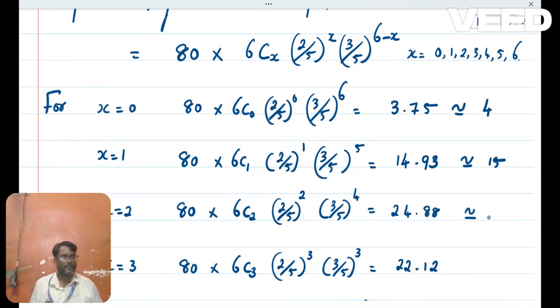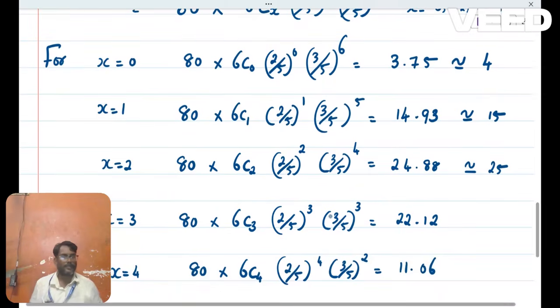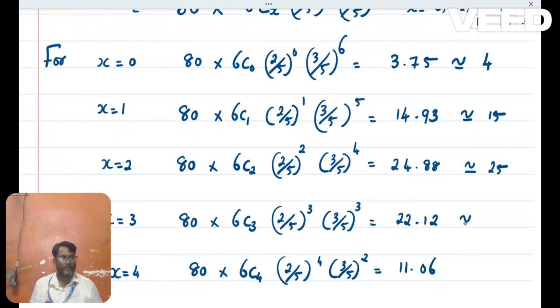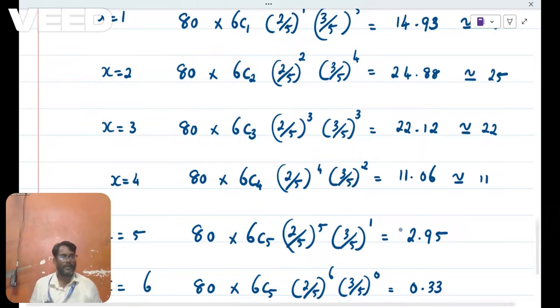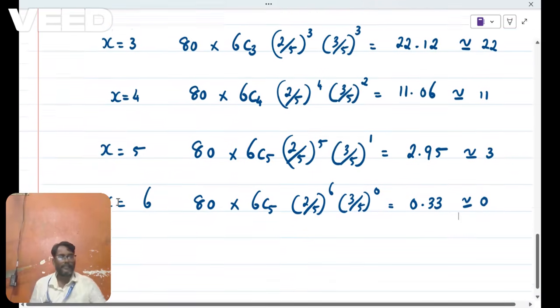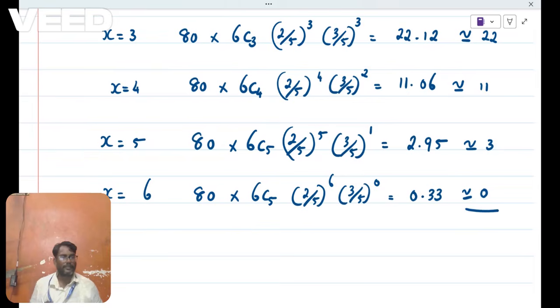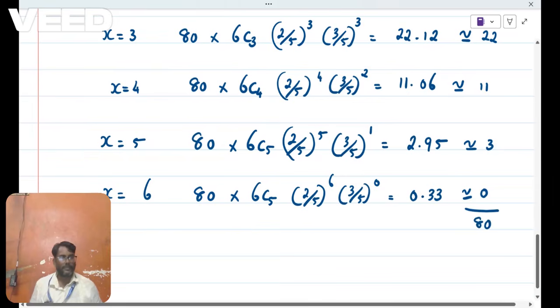24.8 will be approximately equal to 25, and 22.1, so it is 0.1, so we round it down to 22, and 11.06 rounds to 11, and 2.95 we can round up to 3, and 0.33 we round to 0, and the sum of the expected frequencies will be 80. We can check it.